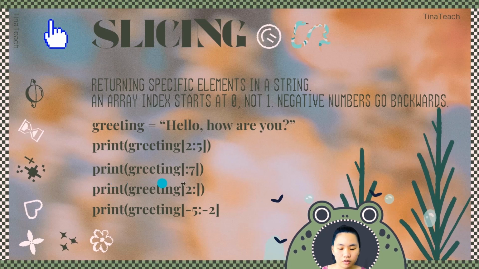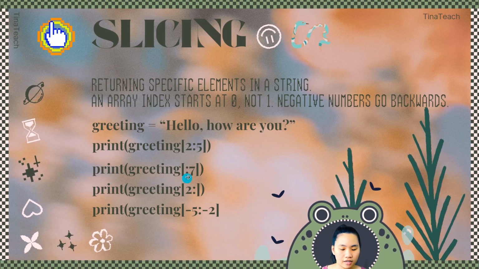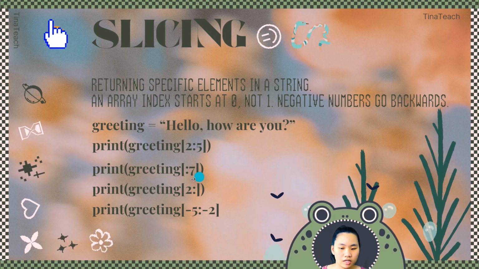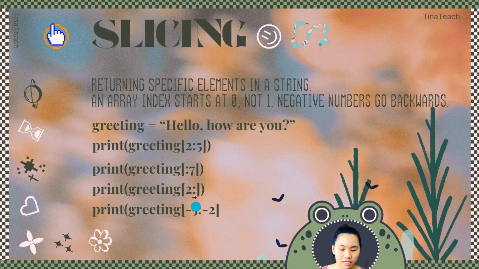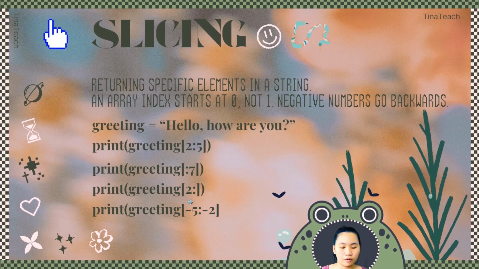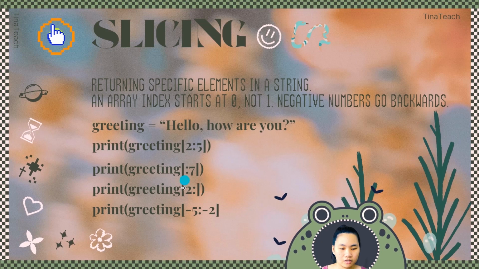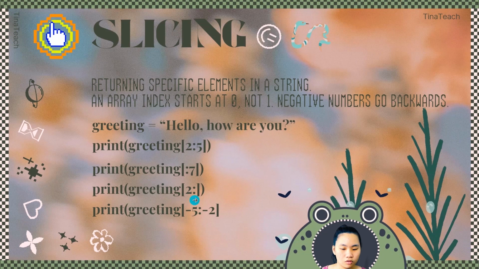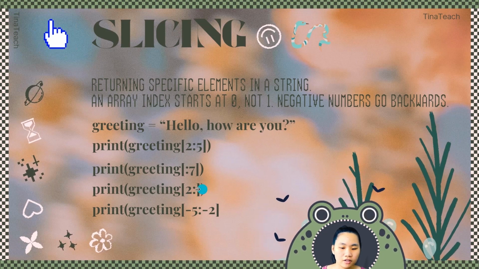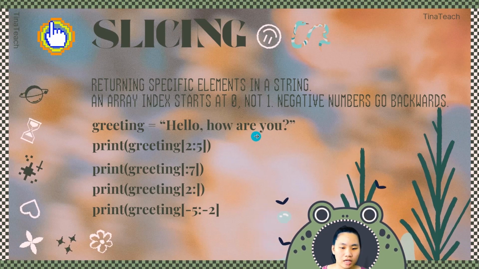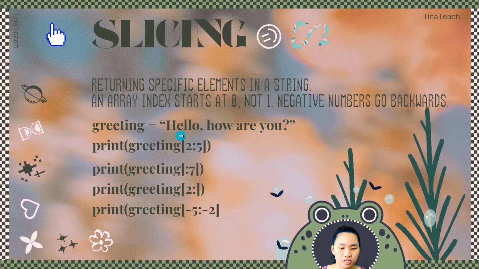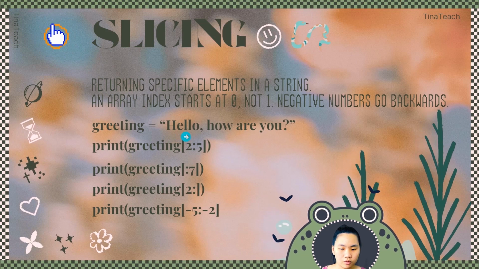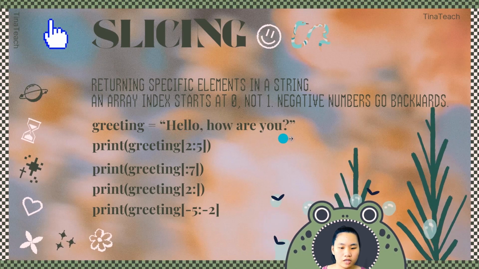Next up we have print greeting, and then there's nothing at the front. So when there's nothing at the front, by default it is 0. So 0 till 7, right? And it's the same with this example right here. If there's nothing at the back, if there's nothing at the front, the default is 0. Okay, actually the 0 standing at the back, it means from index 2, so 0, 1, 2, L right here, all the way to the question mark.